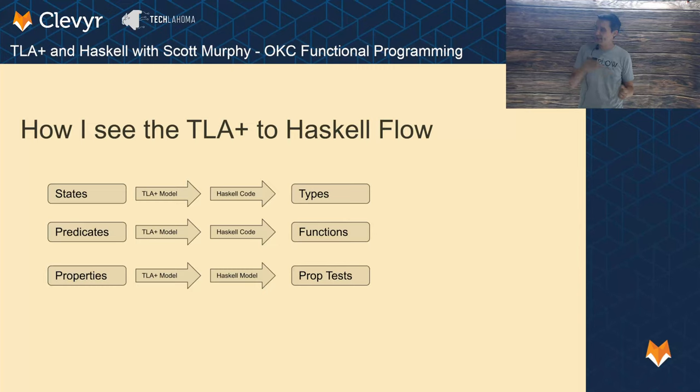The actions of the code are your functions in Haskell. The actions of the code are properties, are predicates in TLA. And then properties is probably the most one-to-one, but even there, there's a little bit of grind. I mean, if there wasn't any grind, I'd just use Haskell, right? So it makes complete sense that there is. So the properties in TLA plus become property tests in Haskell. I think that's really my favorite part.